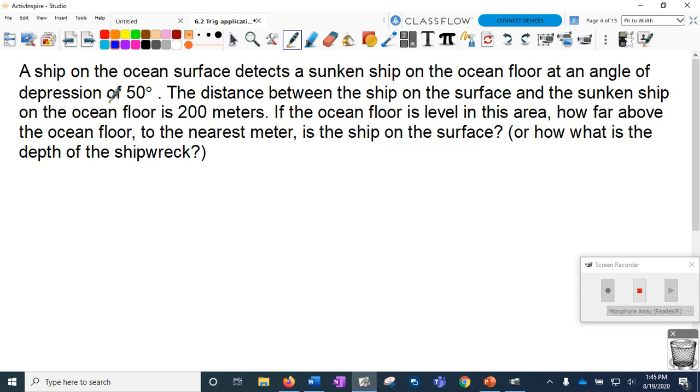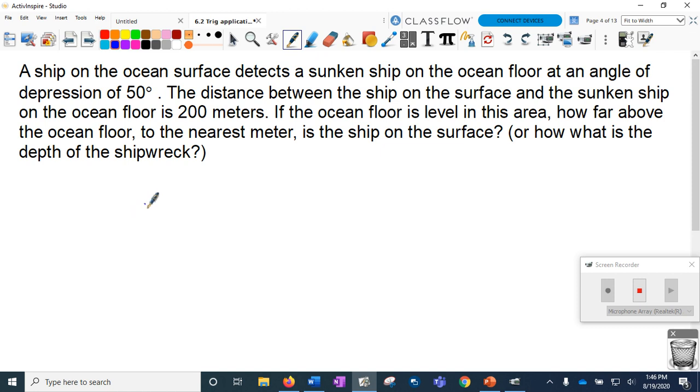Okay? All right, so this is one that students end up having some trouble with in the assignment. So, spoiler alert. A ship on the ocean surface detects a sunken ship on the ocean floor at an angle of depression of 50 degrees. Let's stop for a second. Does that mean the two ships are right above each other? No, it doesn't. So let's get a picture.